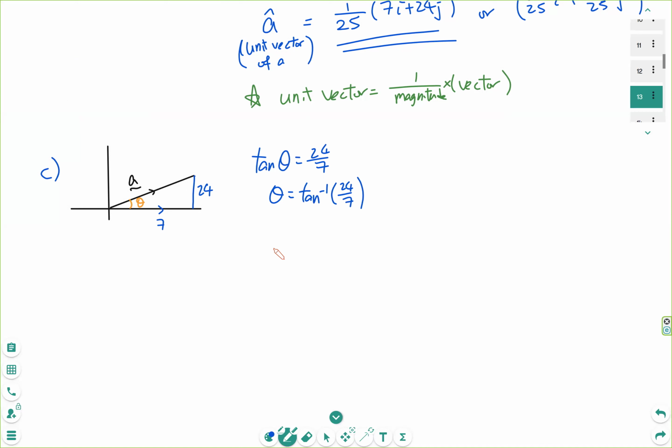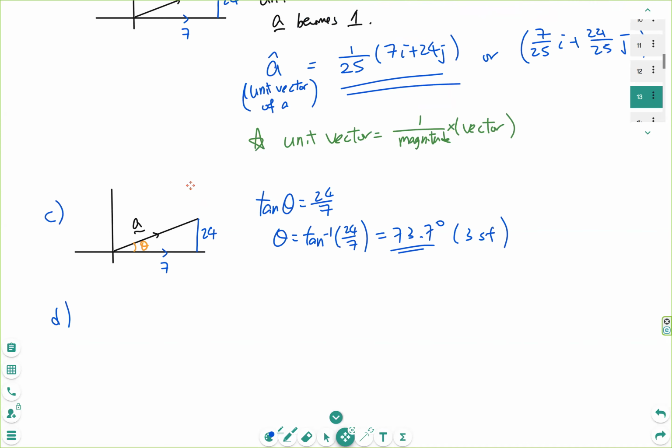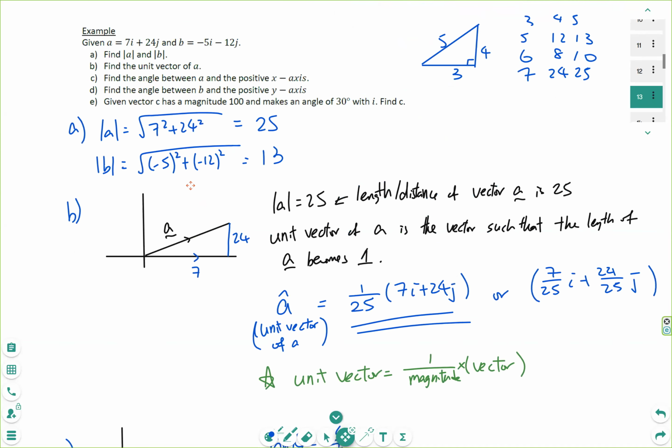And here you don't have to use any CAST diagram because you can see this theta angle is acute. So that's 73.7 degrees. I use 3 SF. Okay. What's part D? Part D. Find the angle between B and the positive y-axis.